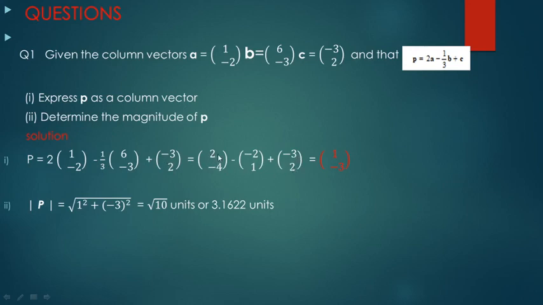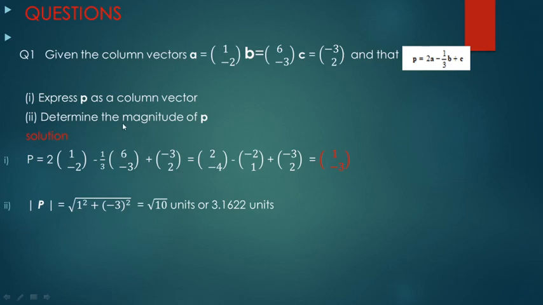Now we do the calculation. 2 minus 2 becomes addition, so that will be 4. 4 minus 3 gives you 1. And then you come to the y side. Negative 4 plus 1 gives you negative 3... negative 4 minus 1 gives you negative 5. Now negative 5 plus 2 gives you negative 3. So P in column form will be (1, -3).